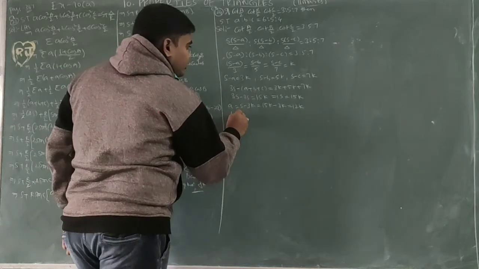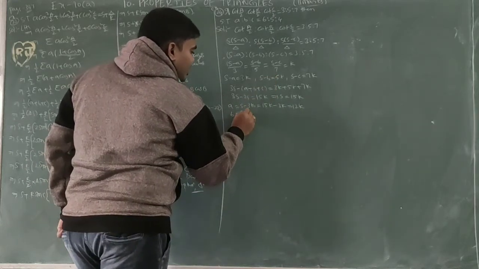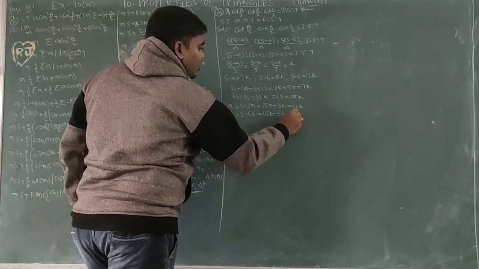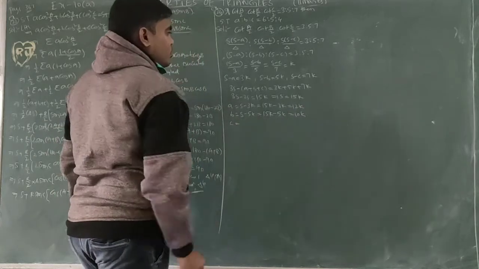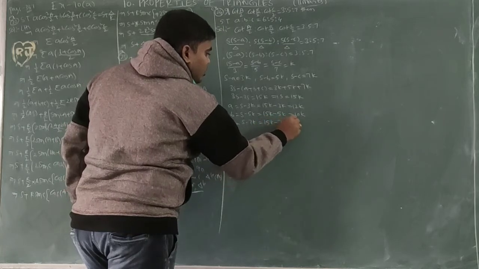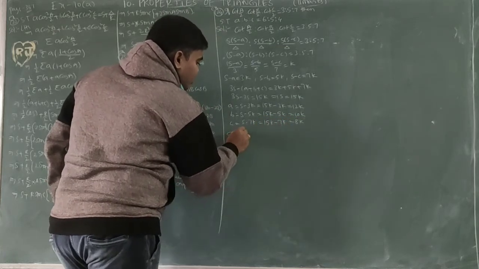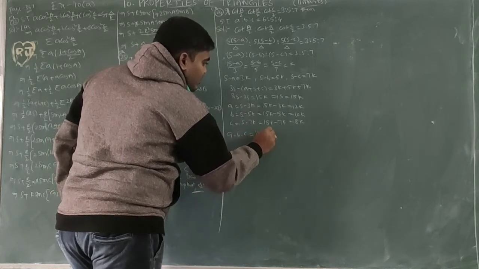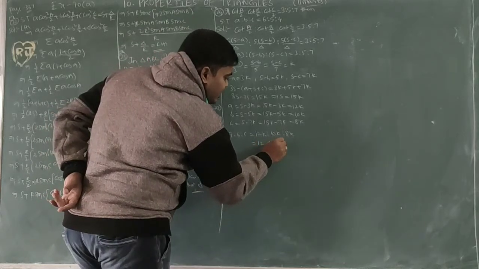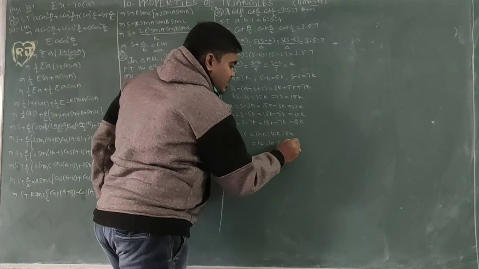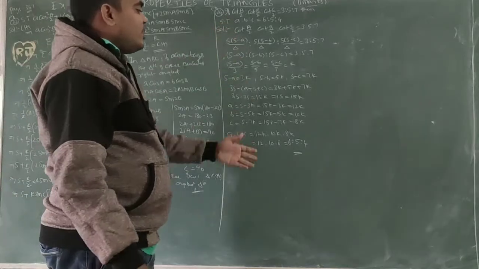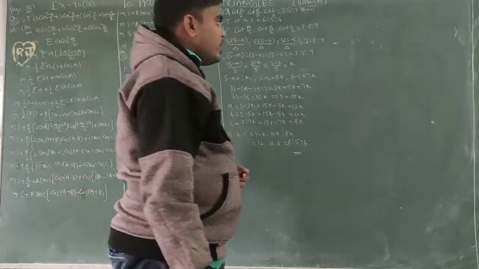b equals s minus 5k, 15k minus 5k equals 10k. c equals s minus 7k, 15k minus 7k equals 8k. So a : b : c equals 12k : 10k : 8k. All k's cancel, 12 : 10 : 8, cancel with 2, 6 : 5 : 4. This is the required result. We proved this. Okay, next.